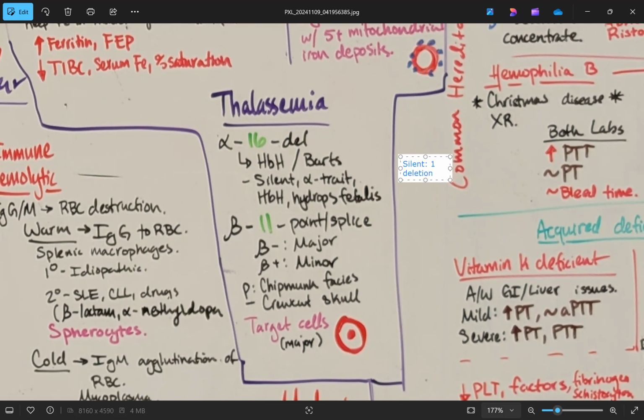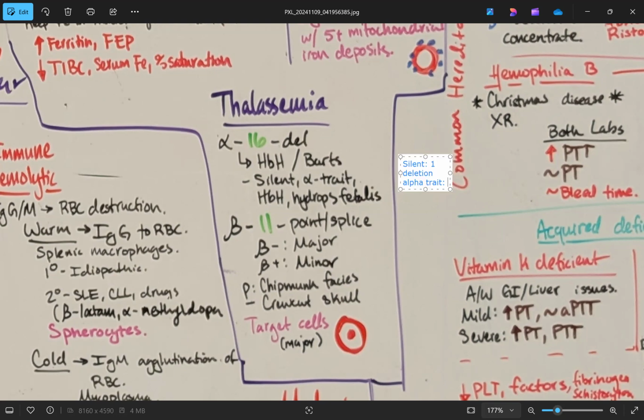And those are associated with, which one is the only Asians? Is that cis or trans? Asians only is cis. Africans and Asians are trans. In terms of those mutations, and then if you have no alphas at all, that's fatal, hydrops fetalis, dead baby.